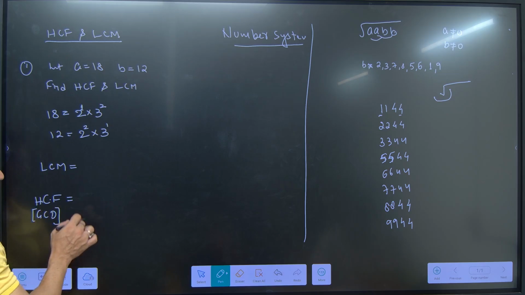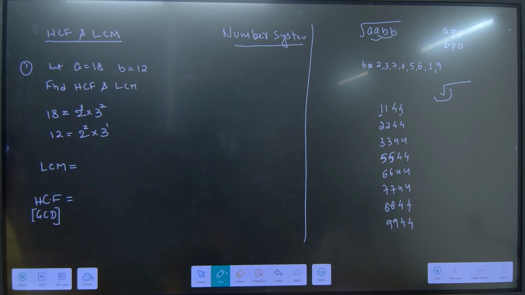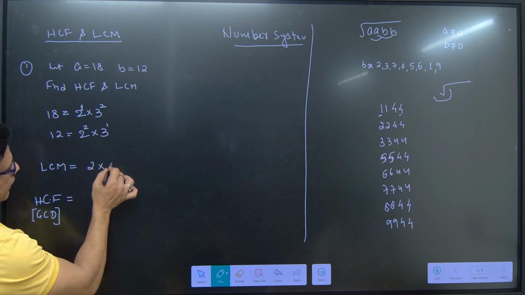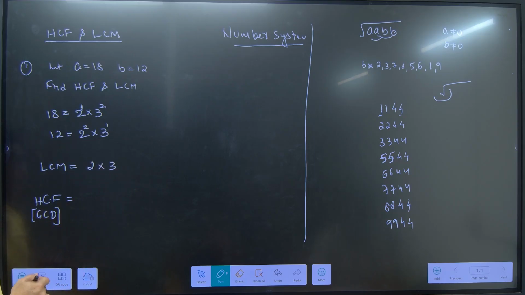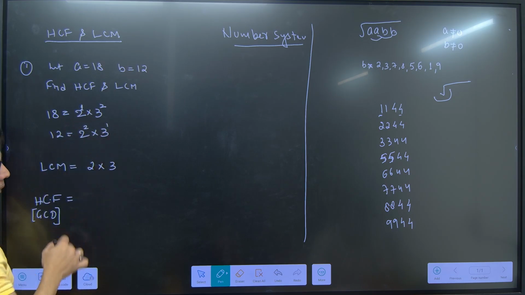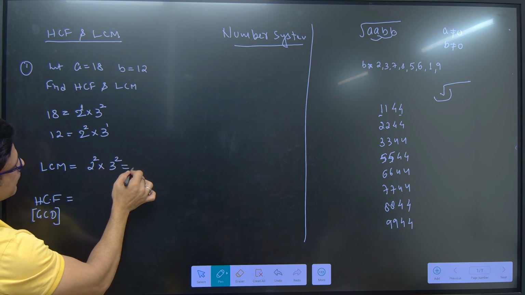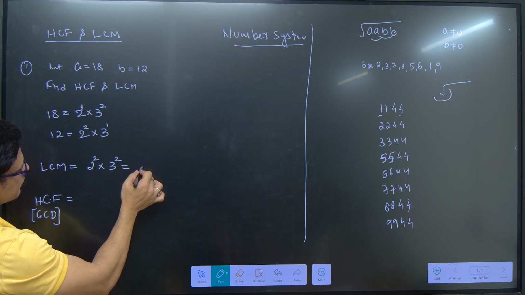LCM, to find out LCM by using prime factorization, whatever prime factors you see, you write all of them. What you can see, 2 and 3, write all of them. And raise 2 to its highest power and raise 3 also to its highest power. What is the highest power of 2? 2. Highest power of 3, which is? Very good.